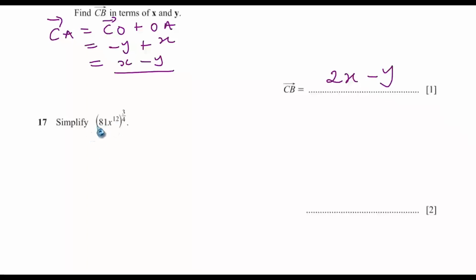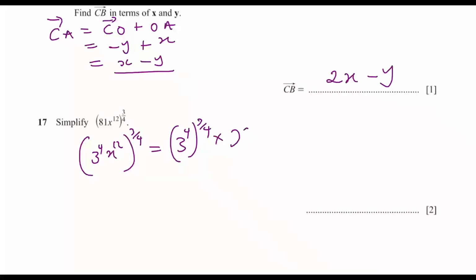We have many ways of doing this, but one of the ways is to say 81 is the same thing as 3 to the power of 4, then x to the power of 12, everything to the power of 3 over 4. We know that 3 to the power of 4 is meant for everything inside the bracket. So this is the same thing as 3 to the power of 4 to the power of 3 over 4, then times x to the power of 12 times 3 over 4.